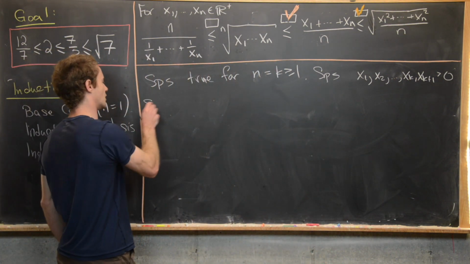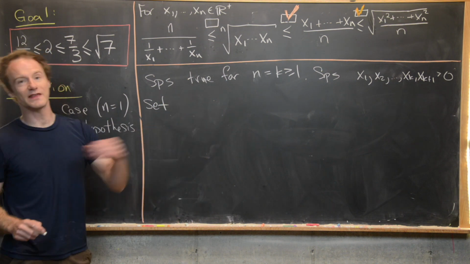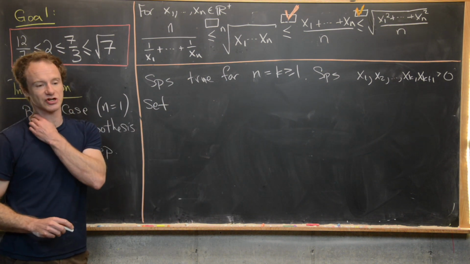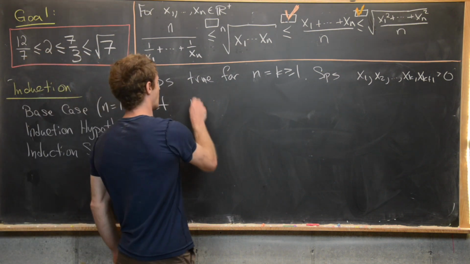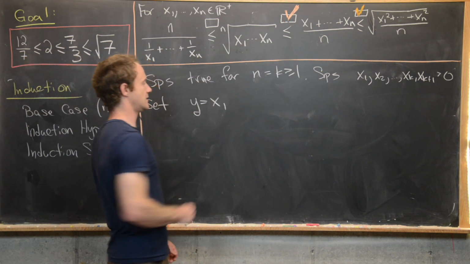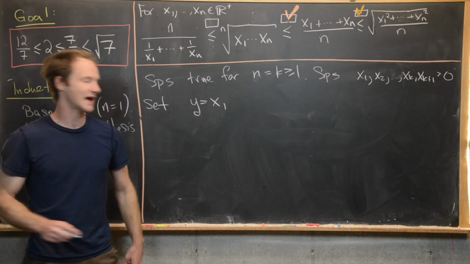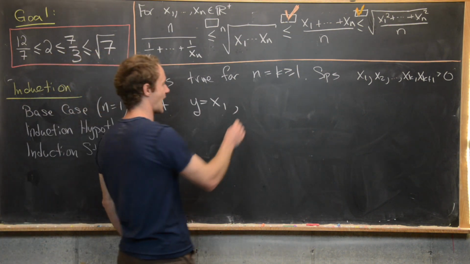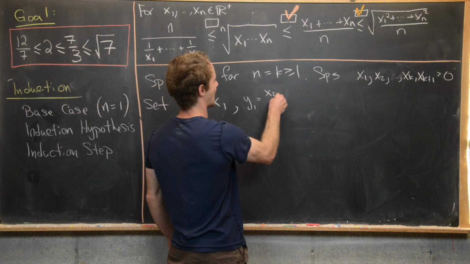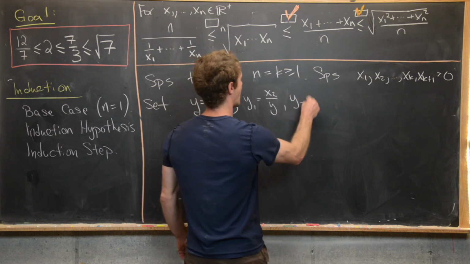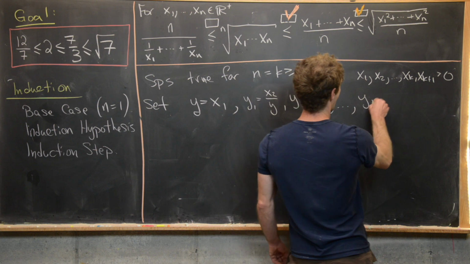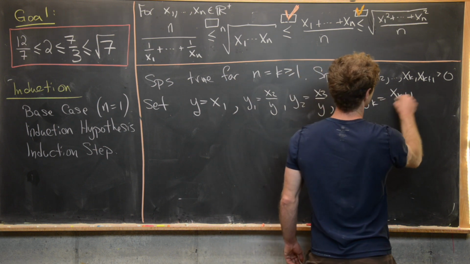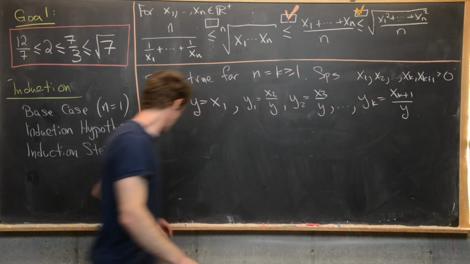And the next thing that I want to do is tweak these a little bit so I can use my induction hypothesis. And I'm going to tweak these by setting y equal to x1. So just the number y is the first one. And then after that, we're going to set y1 equal to x2 over y, y2 equal to x3 over y, all the way up to yk equal to x_{k+1} over y.